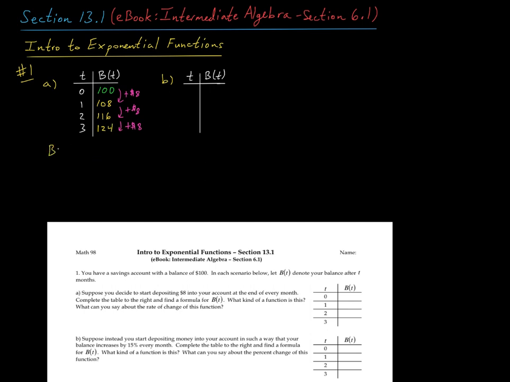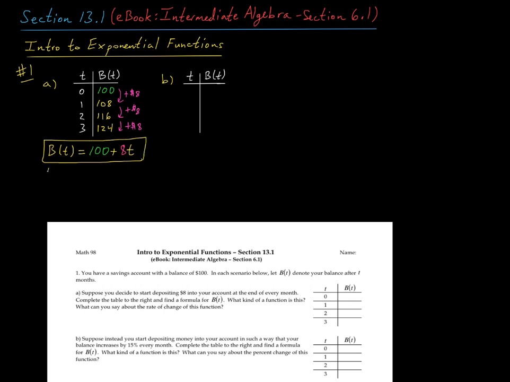Okay, so if I wanted to build an equation that describes my balance month to month, well, what I'm doing here is I'm just taking my initial balance of $100, and then I'm adding to that a certain number of additions of this $8 amount, right? So for example, after 3 months, there's been 3 additions of $8. So more generally, after t months, there would be t additions of $8. So this would be my formula for the balance.